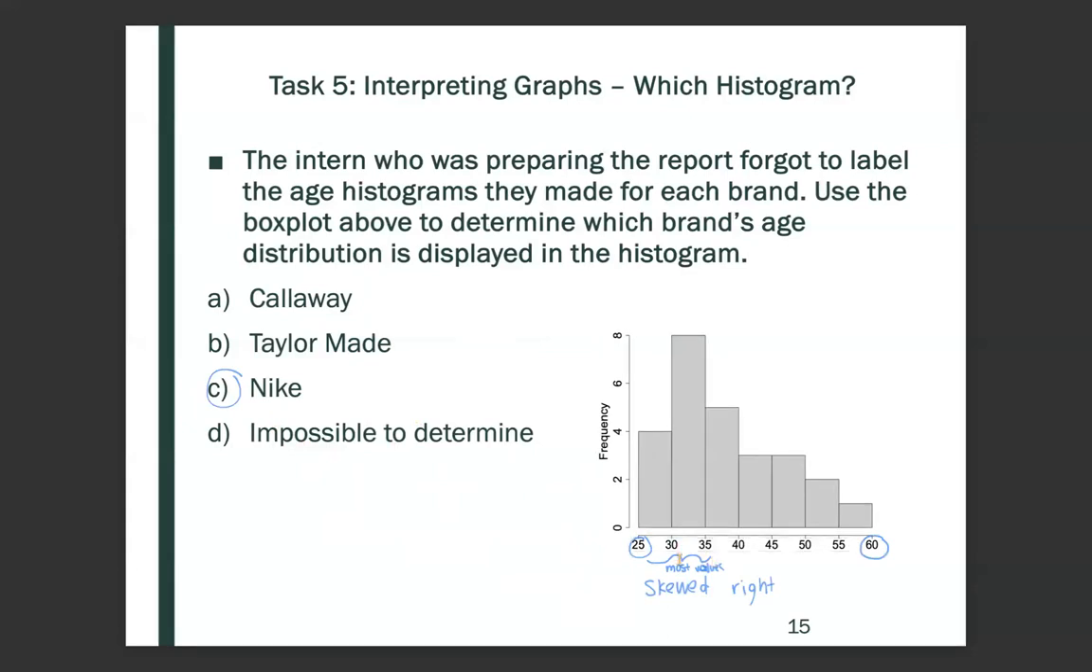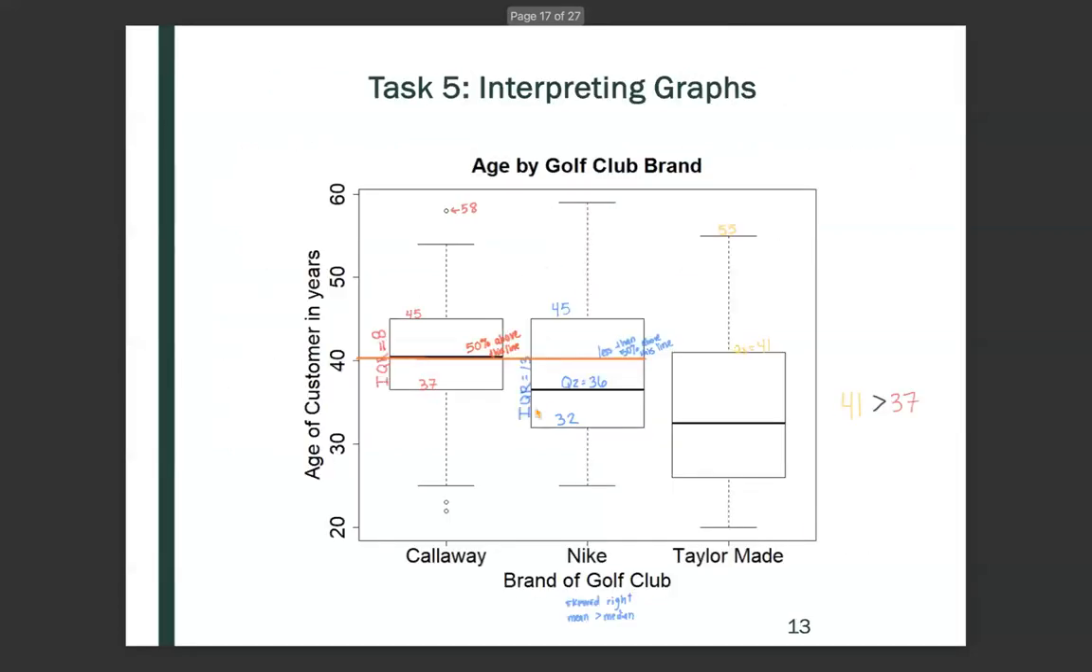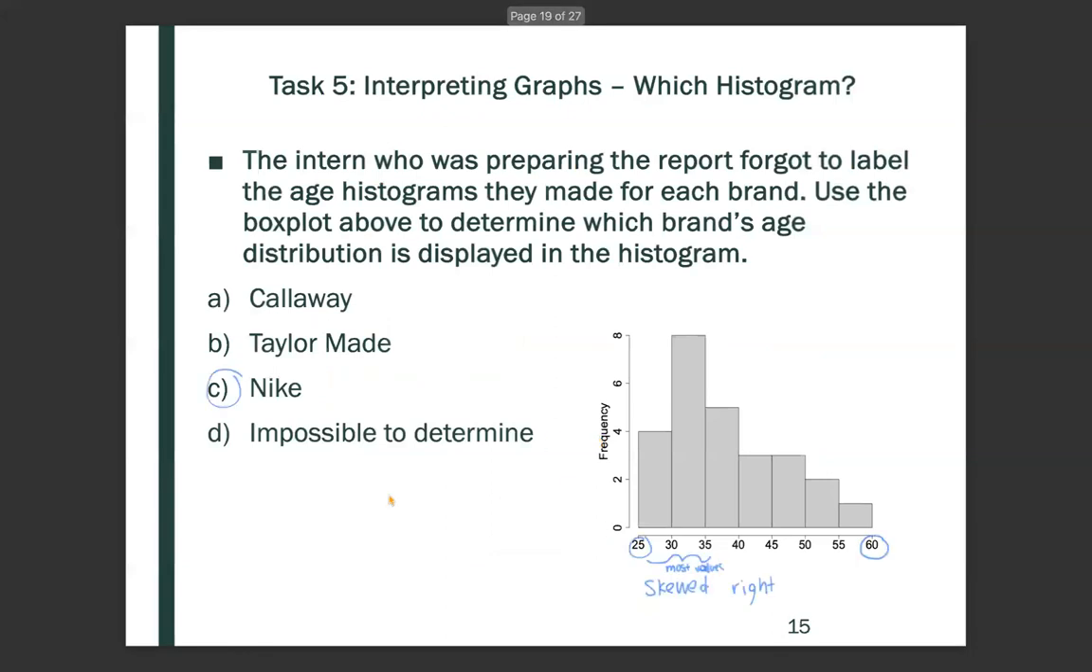And if we look as well at the skew, we can see that this histogram is skewed to the right, where Nike, as we discussed before, is also skewed to the right. And I know TaylorMade is also skewed, but Callaway is somewhat symmetrical, or more symmetrical than Nike. So it confirms that this histogram matches most closely with Nike.